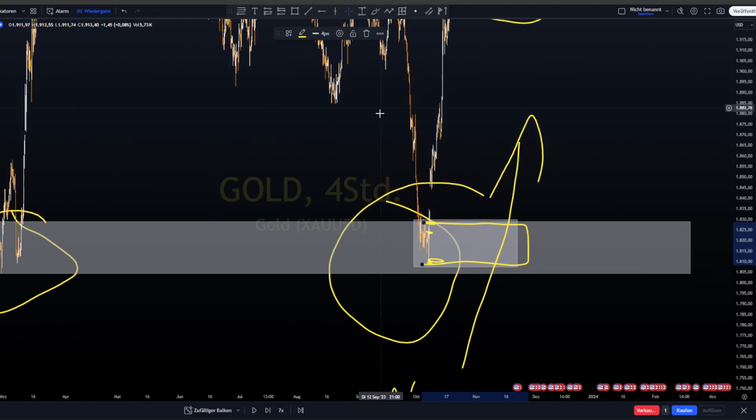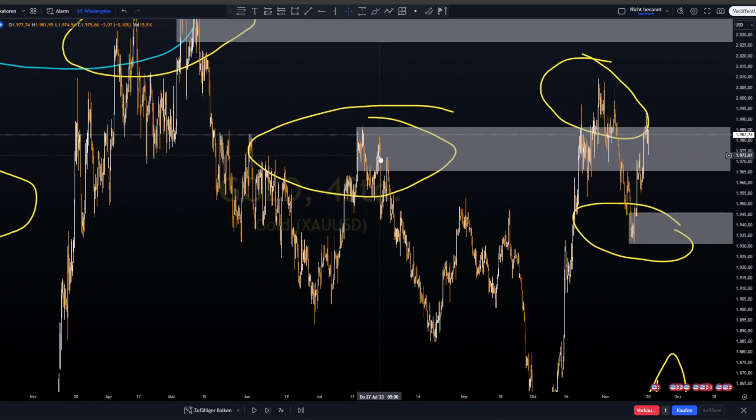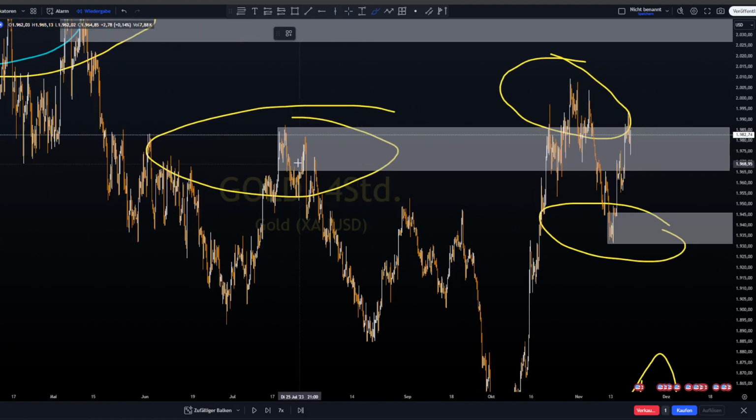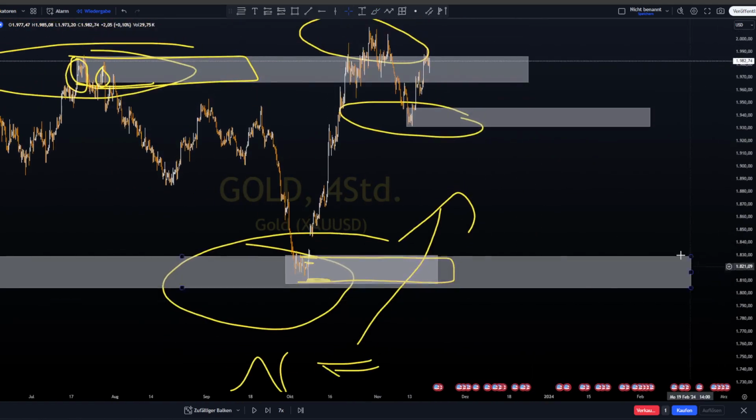And the same thing on bearish movements, then you're looking for the last up move candle, and in this case it will be this one. So you're drawing your box, and you have a clear supply, or in this case a demand zone.